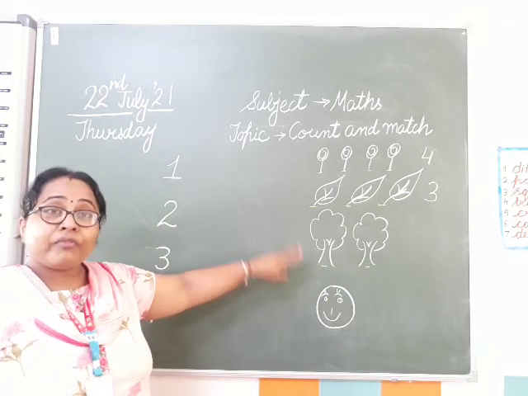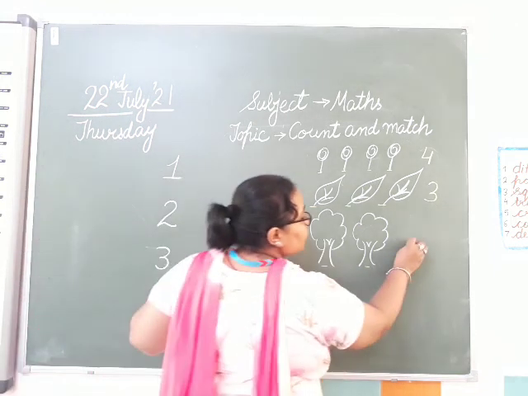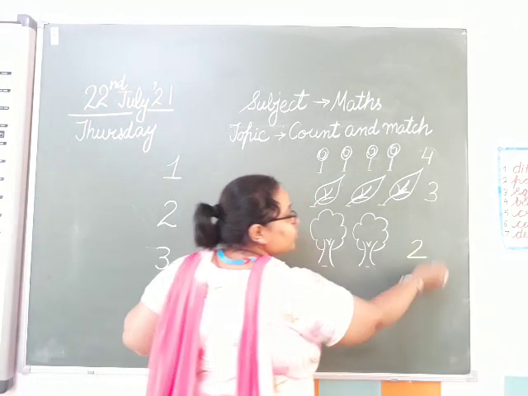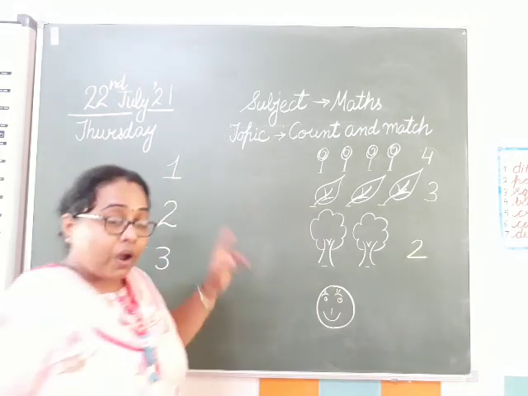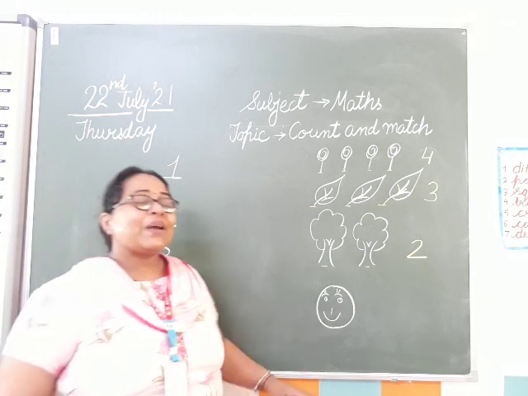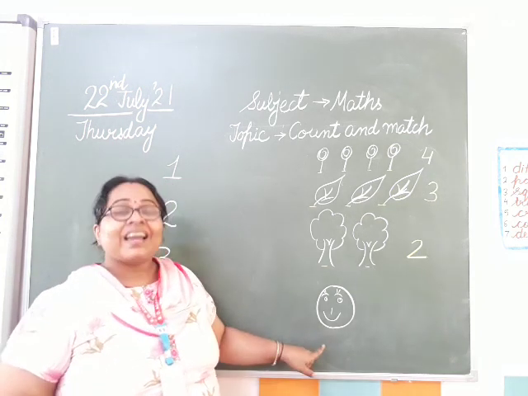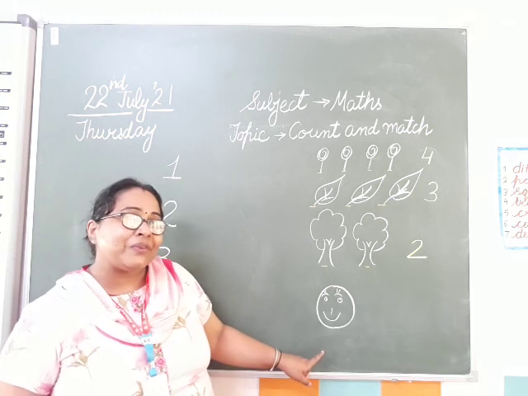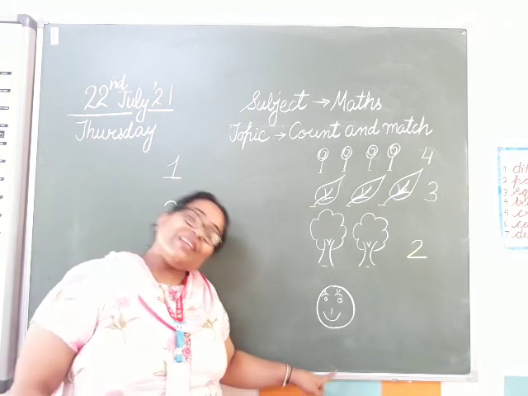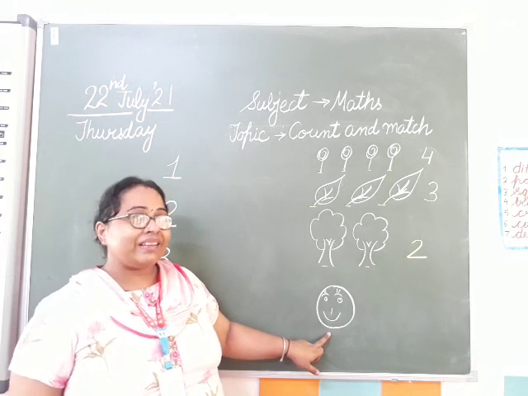Here we have two trees. What you are going to do? You will write two. This is how you have learned to write two. Now, next is a beautiful smiling face, isn't it? I know you all are very beautiful. You all have very sweet smile. So, what is this? Smiley face.